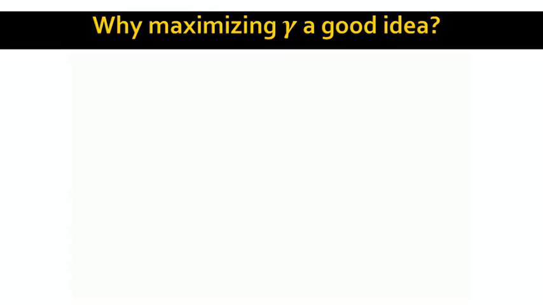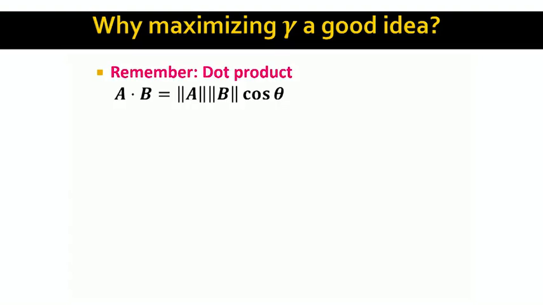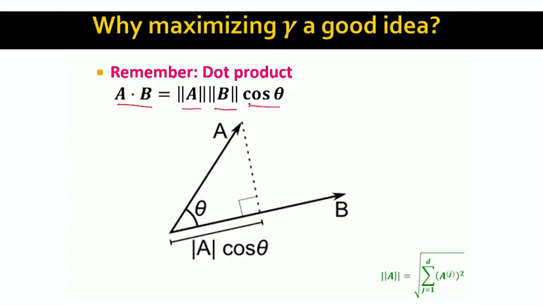How can we compute the value of the margin? The way we will reason about this is that first we need a simple fact from linear algebra. It's a fact about the dot product, right? If we think about the dot product between vectors A and B, then its value is simply the length of vector A times the length of vector B times the cosine of the angle between the two vectors.